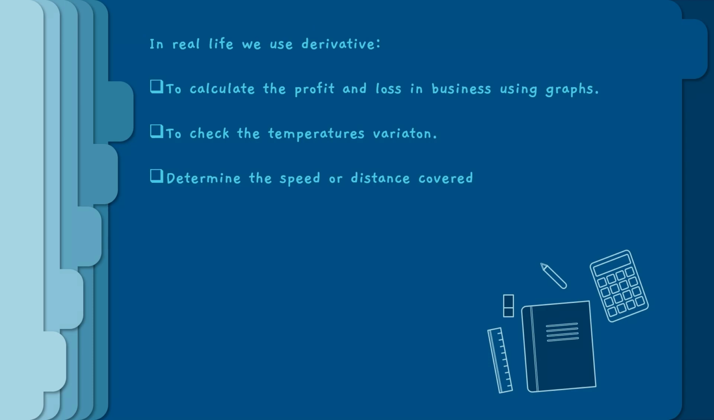We can also apply the derivative method in our real life, which is to calculate the profit and loss in business using graphs. Second, we can check the temperature variation, and last but not least, determine the speed or distance covered.